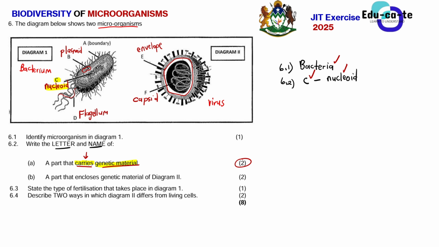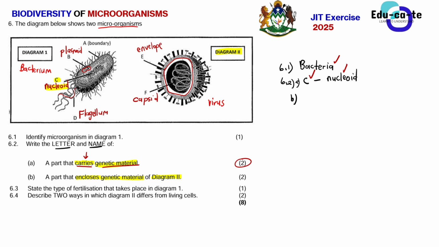Okay, then now when we look at 6.2b, it now says a part that encloses. Look at the keyword now. It's a part that encloses genetic material of diagram 2. Now they were more specific that you need to go and look at diagram number 2. Diagram number 2, we've already identified that it is representing the virus, right?